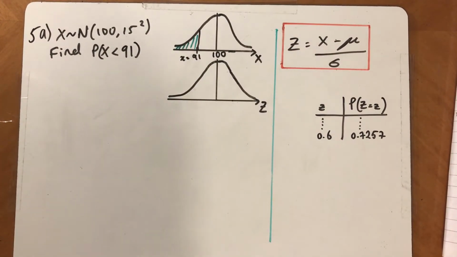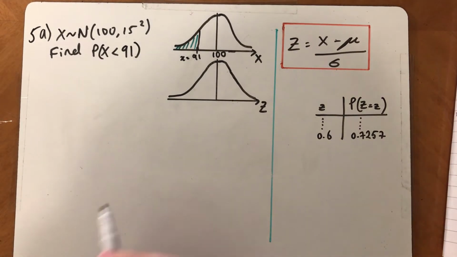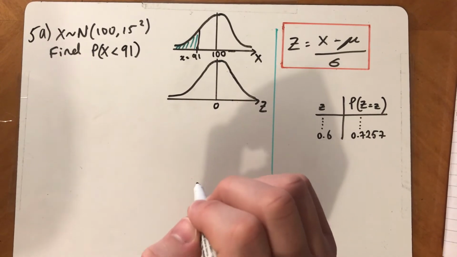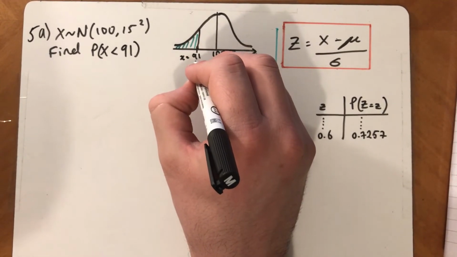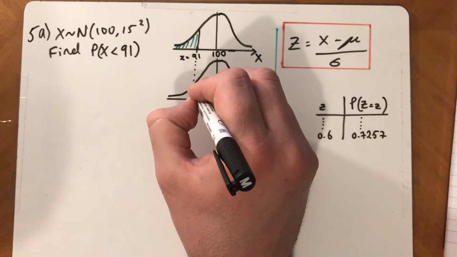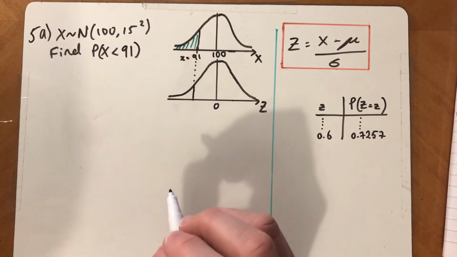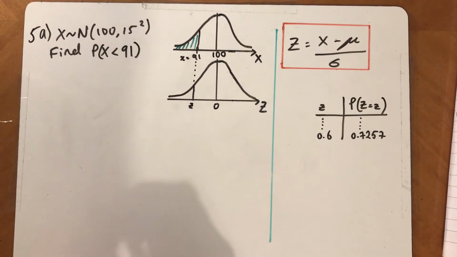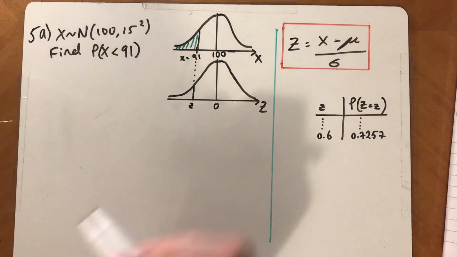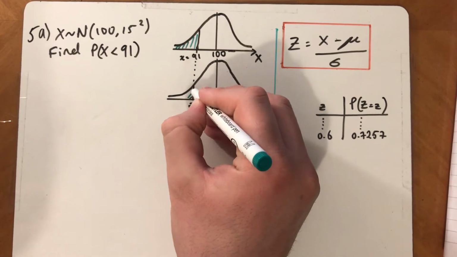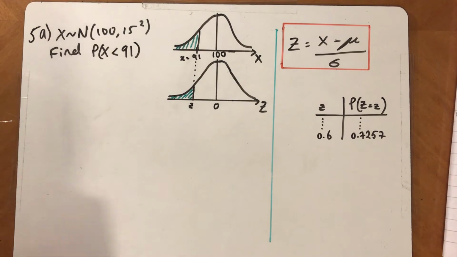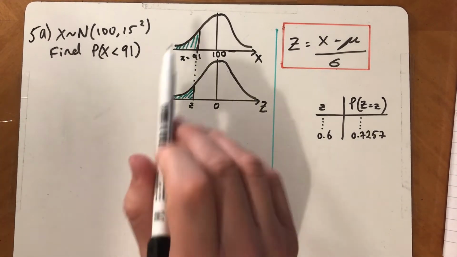What we can then do is draw the standardized normal distribution curve underneath, which has a mean of 0 and a standard deviation of 1, and we can project this observed value down to our standardized curve. We can call this value little z here. So we know the probability of being less than z is exactly the same as the probability that we are less than 91 on our normal curve. The probabilities are exactly the same. The green areas are exactly the same.